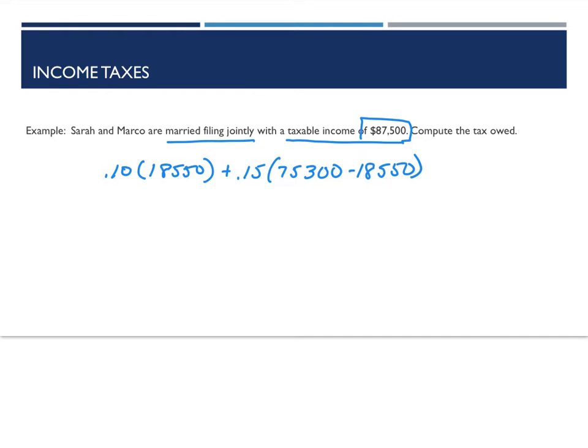Now Sarah and Marco made more than $75,300. They didn't make the entire amount that's listed in the 25% bracket. Of the 25% bracket, they only made $87,500. And they still subtract off however much they've already paid taxes on, which at this point is $75,300.